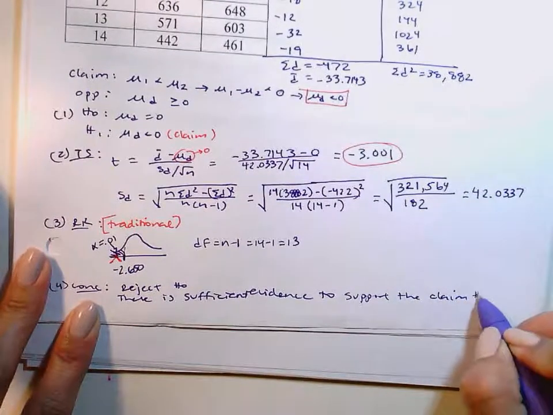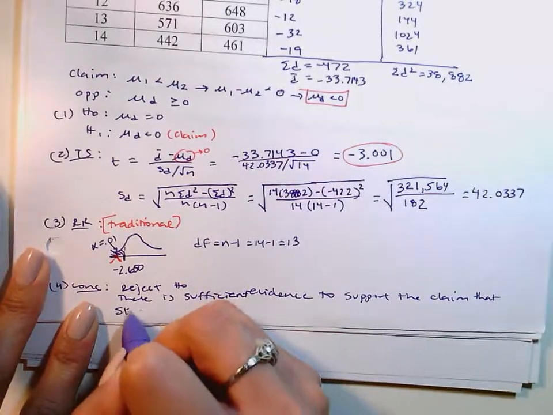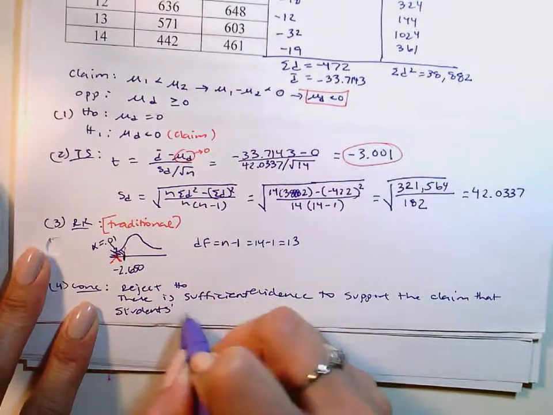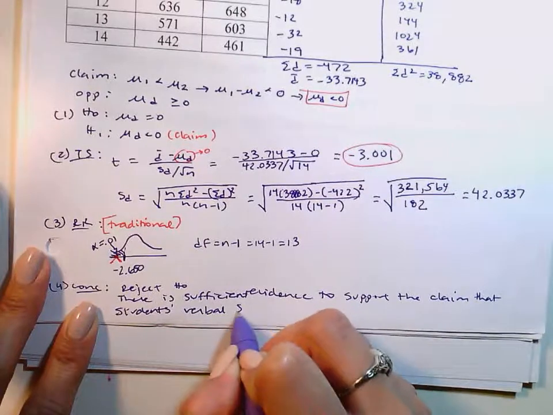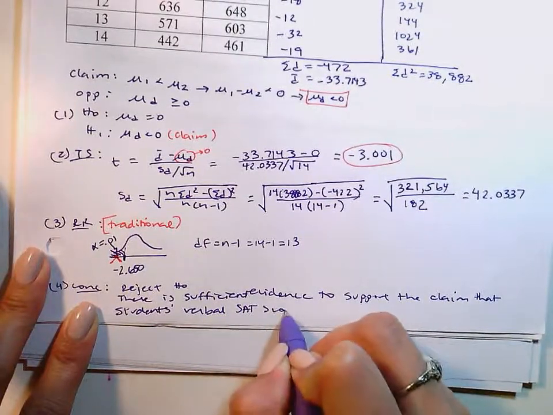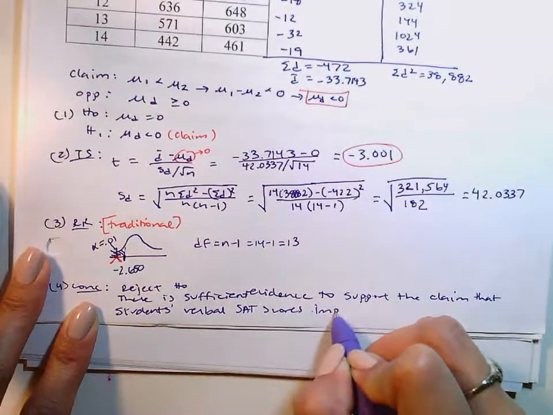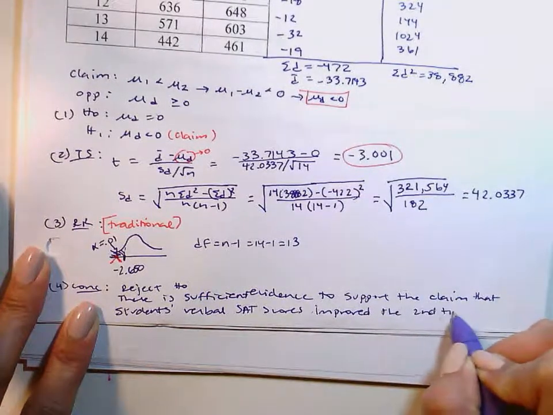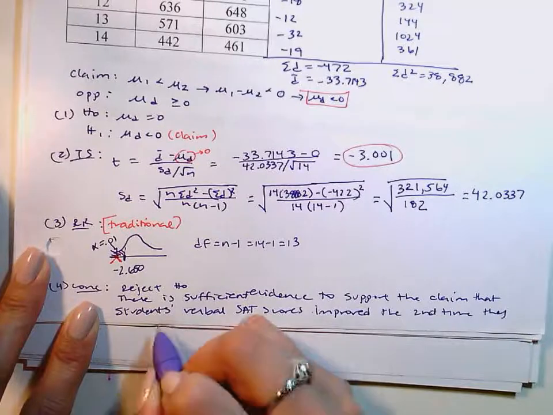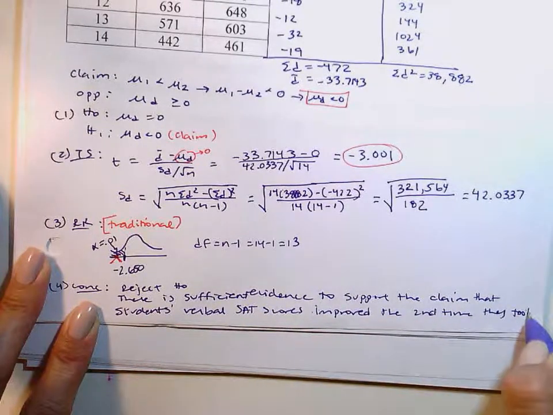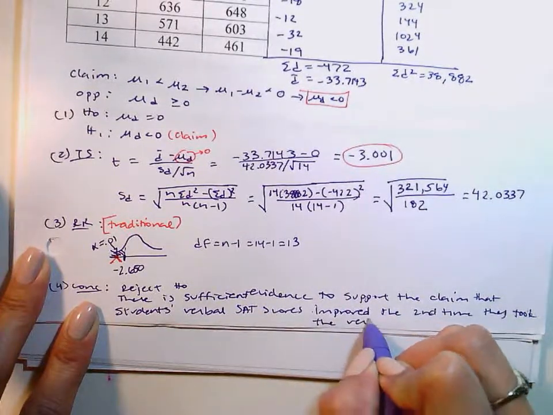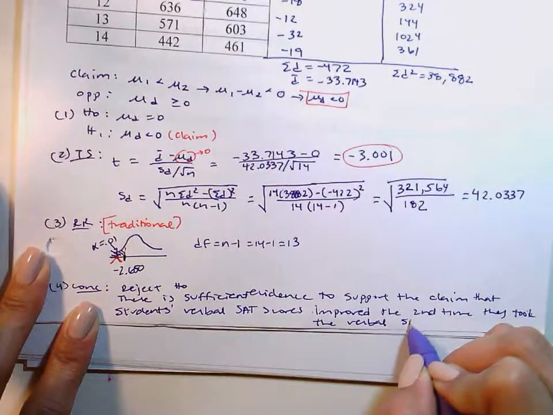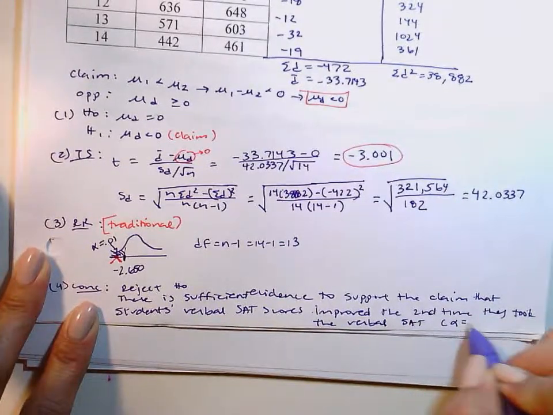So we're going to go ahead and write out the claim that students' verbal SAT scores improved the second time they took the verbal SAT. And this is based on alpha equals 0.01.